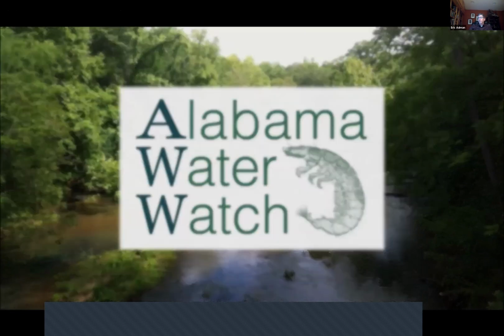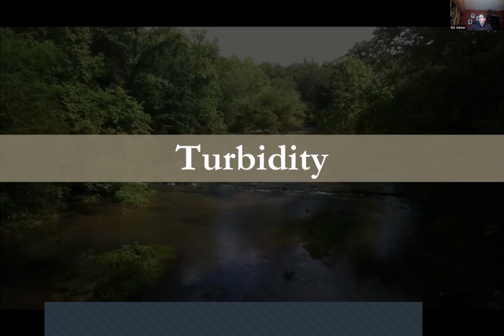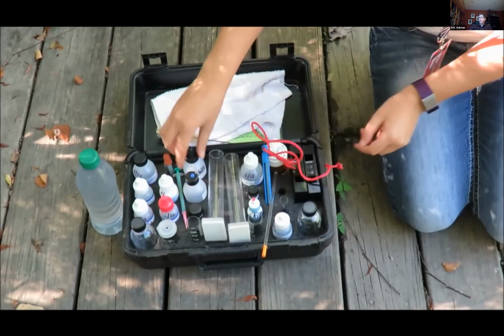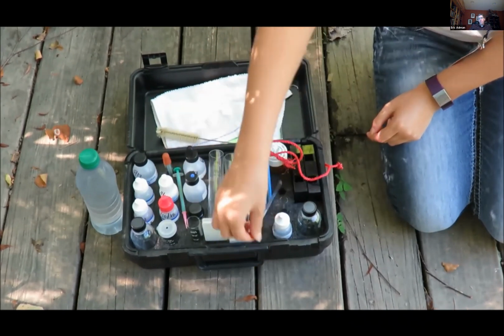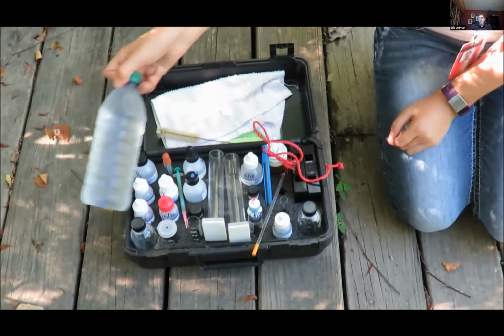This video will show the proper method for determining the turbidity of a water body. For this test, you will need turbidity columns, standard turbidity reagent, stirring rod, and bottled distilled or tap water.